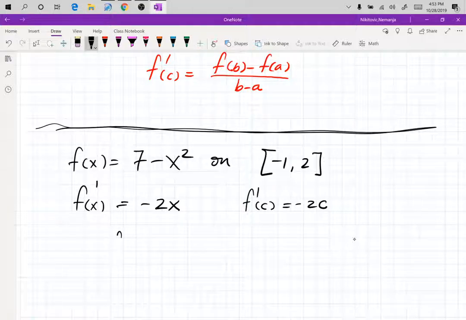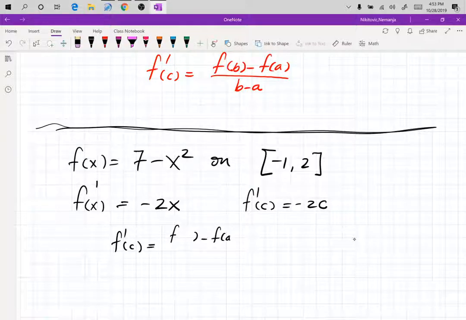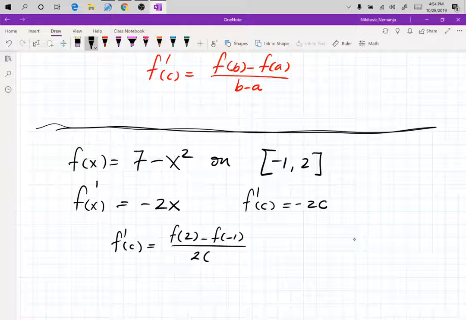So now our f prime of c equals f of b minus f of a, over b minus a. Sorry, I have b and a. So b and a are given. My b is 2, my a is -1, and then 2 minus negative 1. There we go.